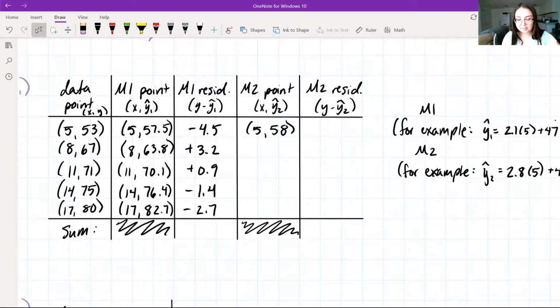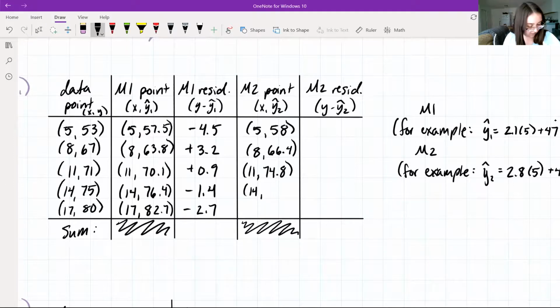Then we see our second value here, corresponding to x equals 8. We get 66.4. Then for x corresponding to 11, we get 74.8. For x corresponding to 14, we get 83.2.